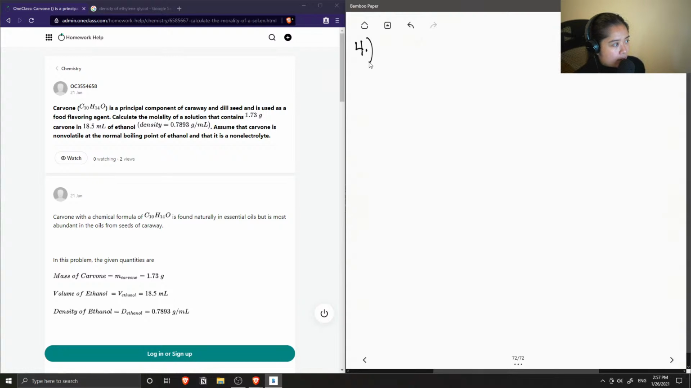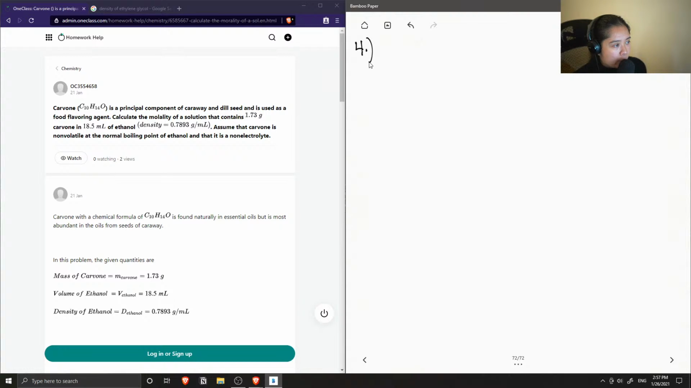Carvone is a principal component of caraway and dill seed and is used as a food flavoring agent. Calculate the molality of a solution that contains 1.73 grams carvone and 18.5 milliliters of ethanol. And the density is given as 0.7893 grams per mL. Assume that carvone is non-volatile at the normal boiling point of ethanol and that it is a non-electrolyte.